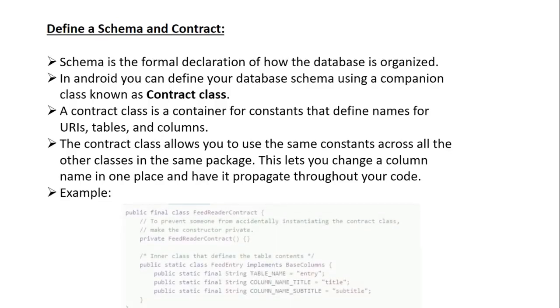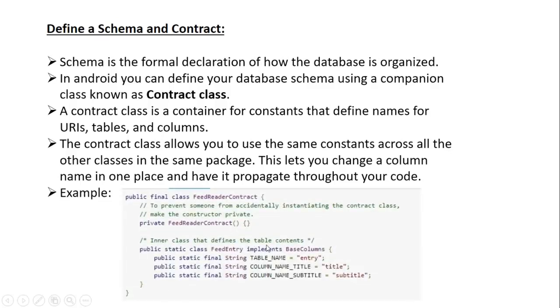Here is a simple example of a contract class. Here the class name is FeedReaderContract. To avoid accidental instantiation, we provide a private default constructor for this class, and here we create an inner class called FeedEntry that implements BaseColumns. So these are the constants that define the schema. Here the constants are the table name and two column names, title and subtitle.